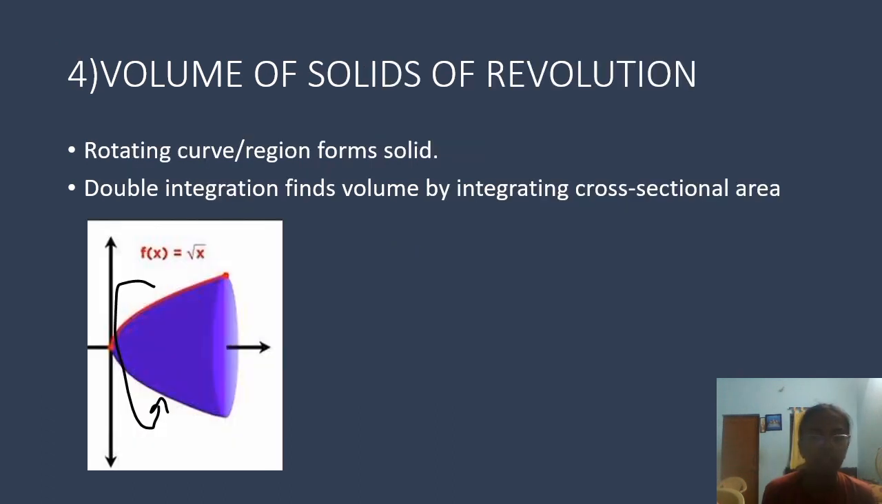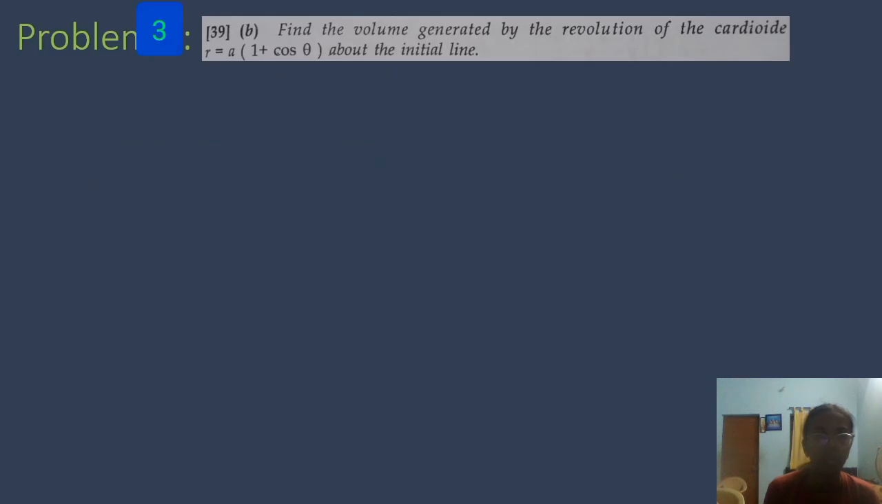Now, double integration can also be used to find the volume of solids of revolution. Let's say a curve is rotating about the initial line and it encloses an area. Double integration finds volume by integrating the cross-sectional area of that solid. Now, let us do a simple problem.